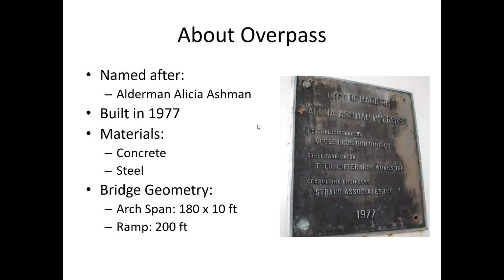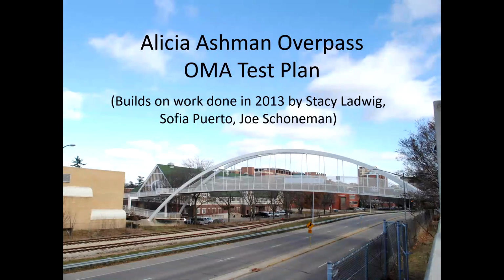So anyway, the overpass apparently was named after an alderman, Alicia Ashman, built in 1977, so it's a relatively young bridge, and about 180 feet span, that arch, so pretty large bridge, 10 foot wide. But as you know, it's fairly thin and light and flexible. You can see here there's two arches going on. It's a suspension bridge, so this arch carries the weight of the bridge, and the deck is also arched slightly.